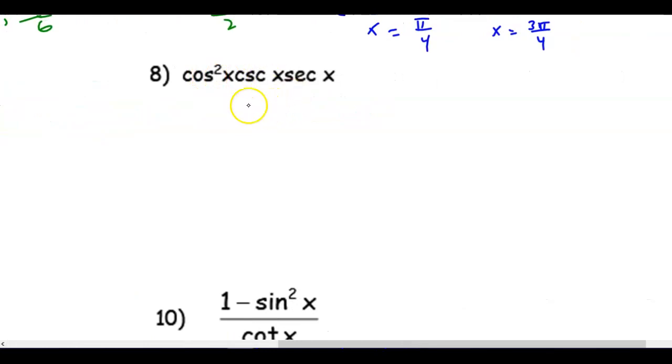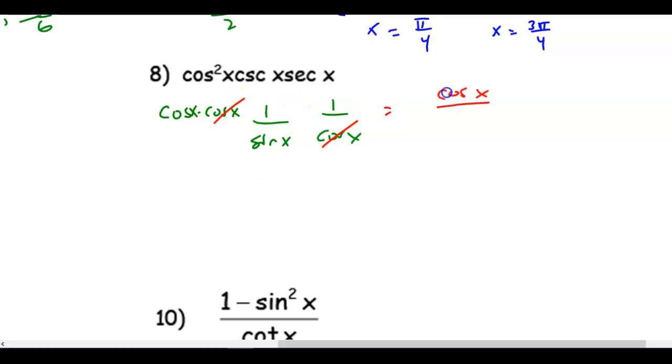Right here, all right, we have cosine, cosecant, secant. So here's what I'm going to do. I'm going to write cosine as cosine times cosine. I'm going to write cosecant as 1 over sine, and I'm going to write secant as 1 over cosine. Now, I want you to notice that I have a cosine at the top and the bottom, so I can cancel those out. So I'm left with cosine times 1 times 1, which is cosine, and sine at the bottom. Cosine over sine is going to be cotangent.